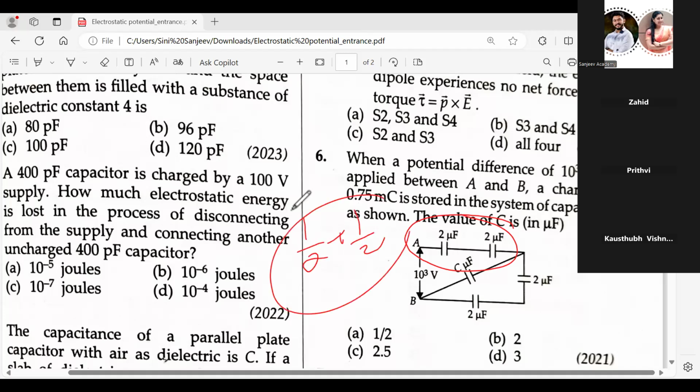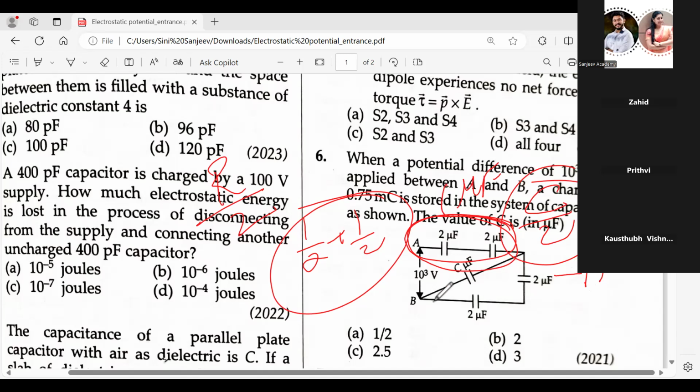But also one more trick which I shared: if the value is the same, both 2 microfarad and 2 microfarad, then as in current electricity where I told you to just do R by 2, here also you just do C by 2. So in place of this, I'll be getting 1 microfarad. Clear? So the first step is to minimize this. Instead of this, I can put 1 microfarad.